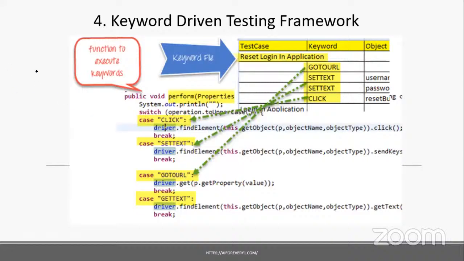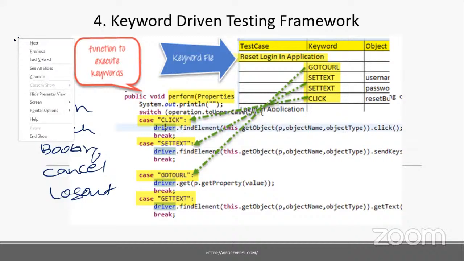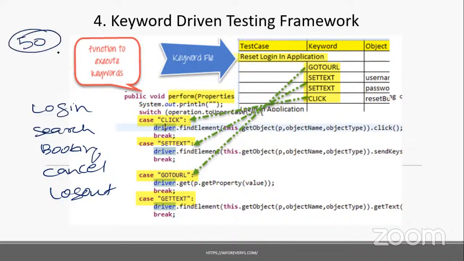For example, if you see one simple example, try to visualize it. This is a complex diagram, but still try a little bit. For example: login, then search, then booking, then cancel, then log out. In your project, consider any application like this. For simplicity, say it has 50 functionalities: functionality 1, functionality 2, and so on.